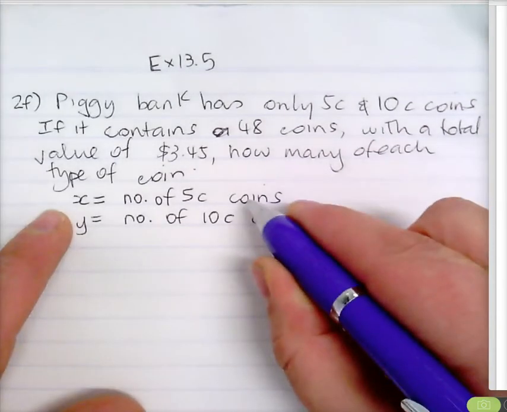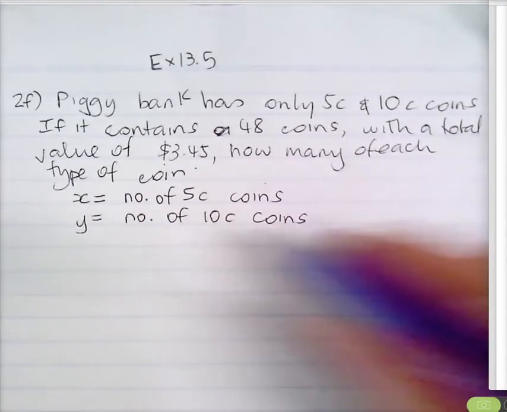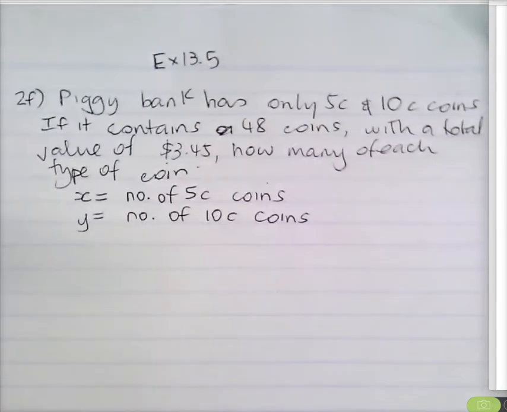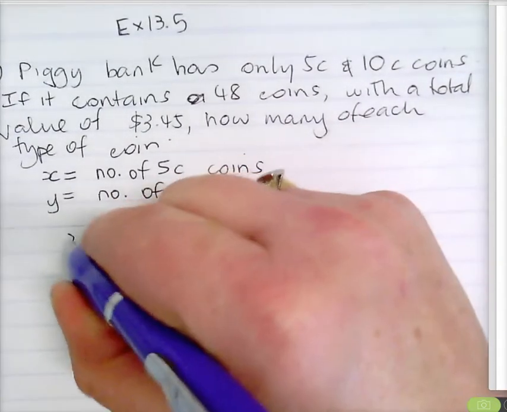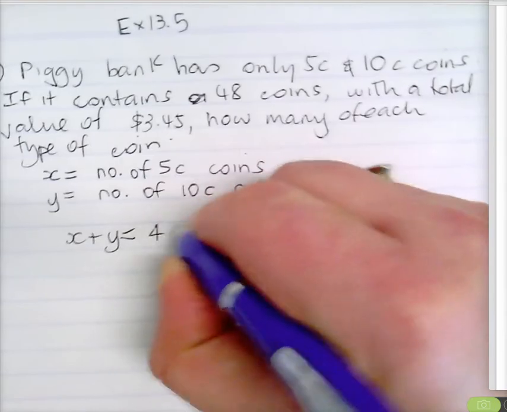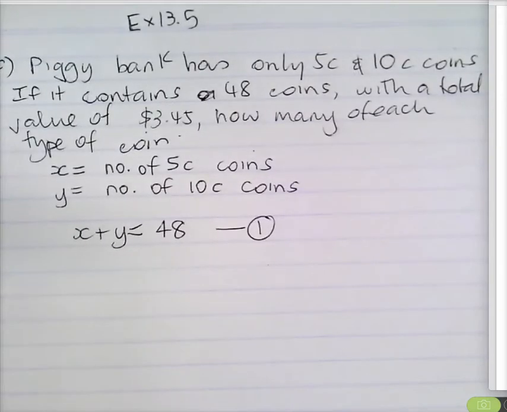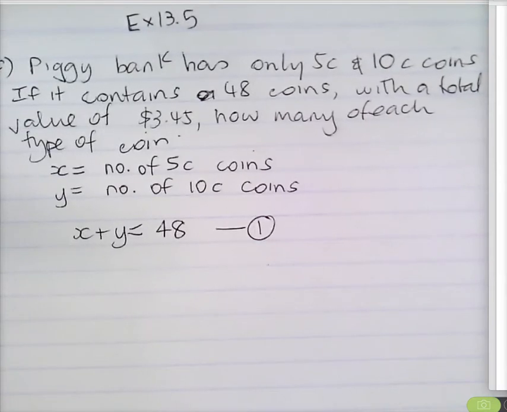Same thing here. So the value of the 5-cent coins, so if X is the number of 5-cent coins and Y is the number of 10-cent coins, what could be my first equation that I set up? Yes. It's seeing how many coins you've got. X plus Y is 48, equation 1. Because your piggy bank contains 48 coins. Now, how do you work out the value of them? Pretend you've counted all the 5s. Isn't it 5 cents times the number of 5s will give you the value of the 5-cent pieces?